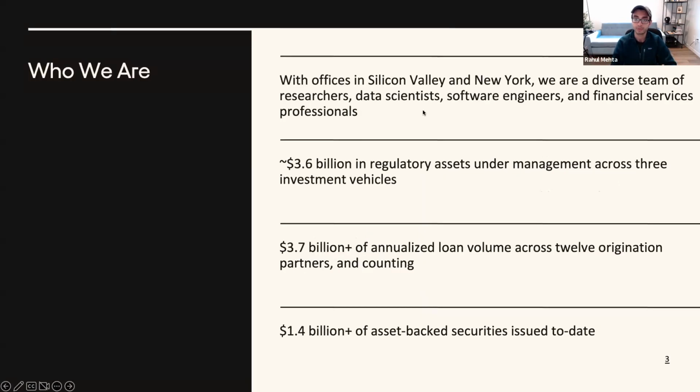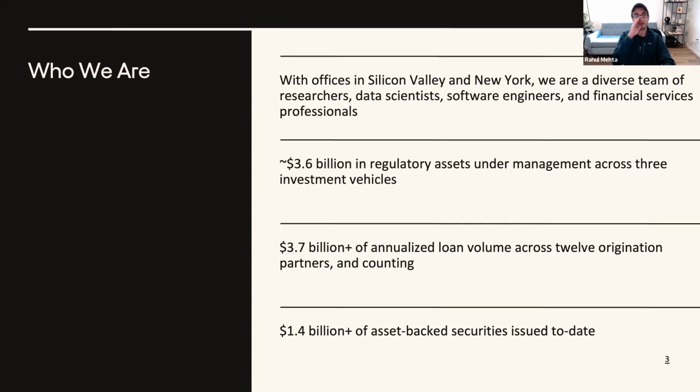Since 2014, we've acquired over 8 billion in consumer loans on behalf of our platform partners that we work with, and are continuing to deepen our relationships with them, providing opportunities for lenders to get into potentially new asset classes and to improve their underwriting with the sophistication that our models provide. We have 3.6 billion in assets under management across 3 main funds. We see about 3.7 billion of annualized loan volume across all of our origination partners. These are online lenders in the personal loan and auto space.